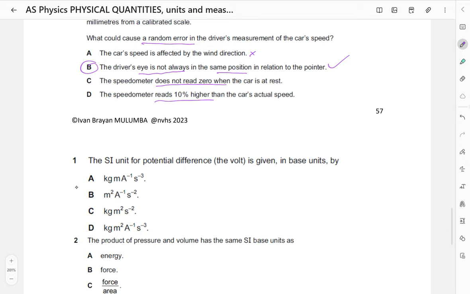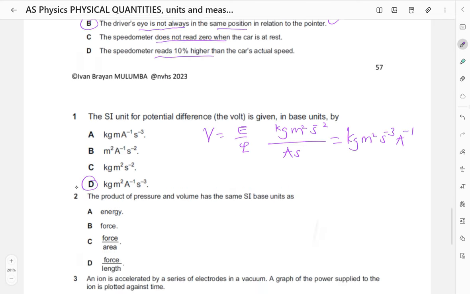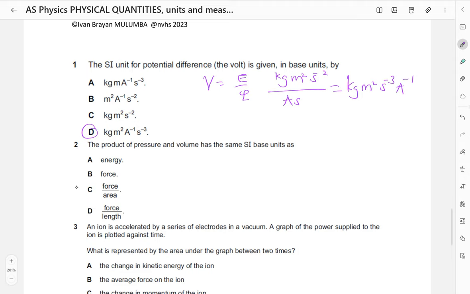The SI unit for potential difference, the volt, is given in base units by. So the volt is a unit of PD, and PD can be energy per unit charge. We know the units of energy. Energy is kilogram meter squared per second squared, divided by charge. Charge is I times T, where I is amperes and T is in seconds. So when we simplify this, we get kilograms meter squared per second cubed per ampere, which makes our answer to be D.